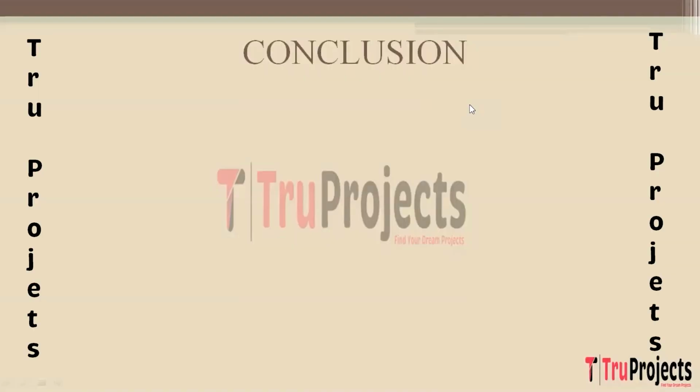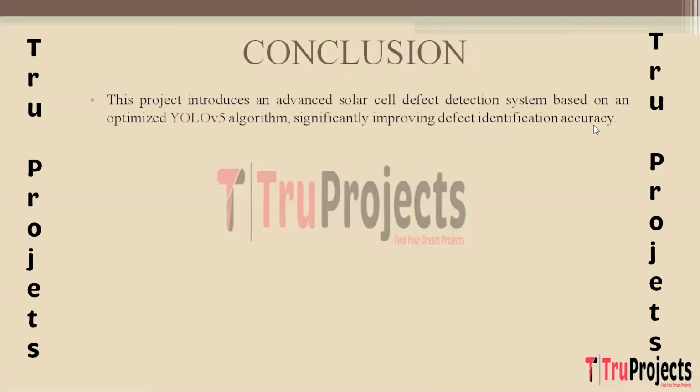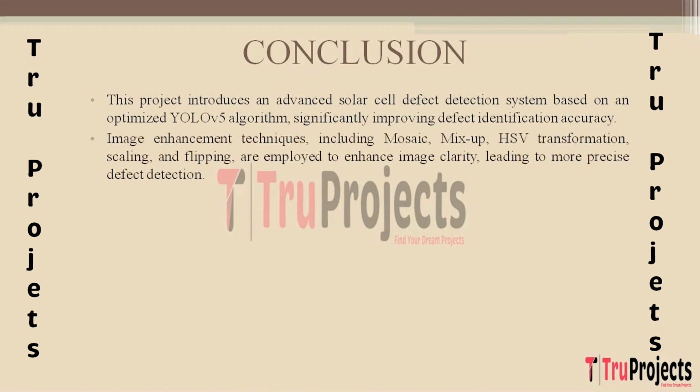So the conclusion here is this project optimizes YOLOv5 for precise solar cell defect detection, significantly improving accuracy. Image enhancements like mosaic, mix-up, HSV transform, scaling and flipping boost clarity for better defect identification. The introduction of a channel attention, that is CA, model, and replacement of YOLOv5's detection head improve feature extraction and defect classification without compromising model convergence speed.